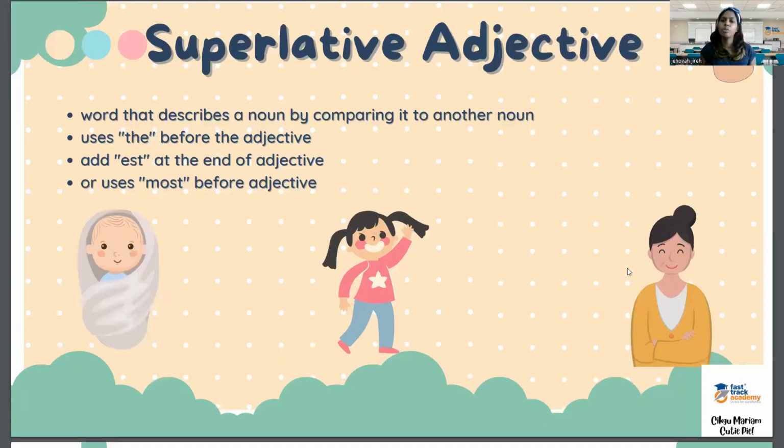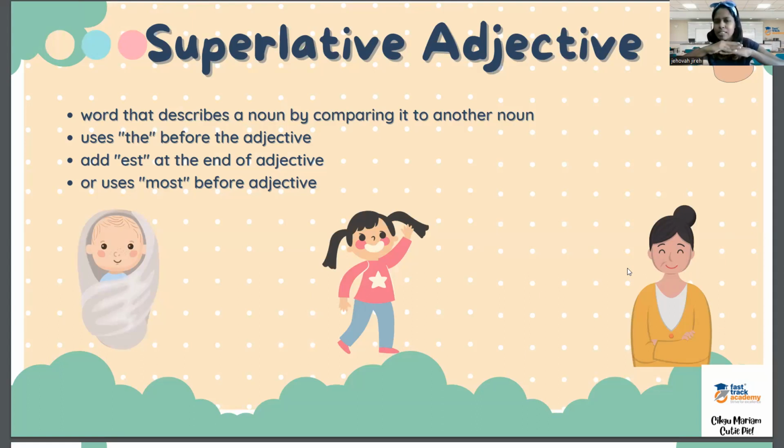Okay, so we have covered the comparative adjectives. Now we're going to move on to superlative adjectives. What's the difference between comparative and superlative? Superlative means you use the word most or you add the word est. It is a word that describes a noun by comparing it to another noun. Yes, it compares to another noun, but it is as if it is the highest.